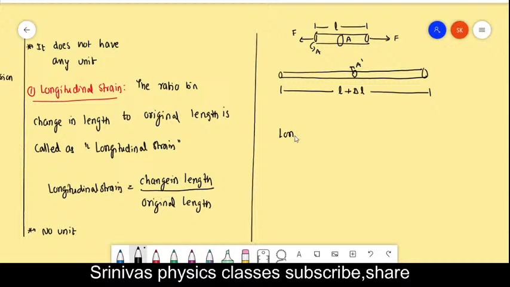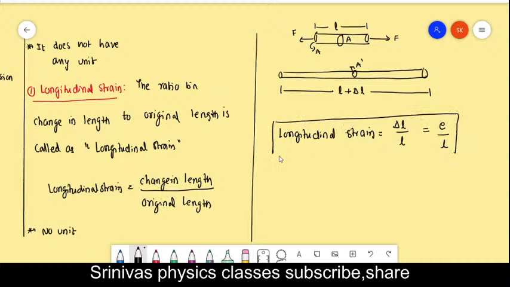Now the longitudinal strain formula is: longitudinal strain is equal to the change in dimension by original dimension. Here the dimension is length, so that is delta L by L, or otherwise sometimes we write e by L also. Delta L means change in length. Original length is L, and delta L is the increase in length, or change in length. Delta L we can also take as the elongation.